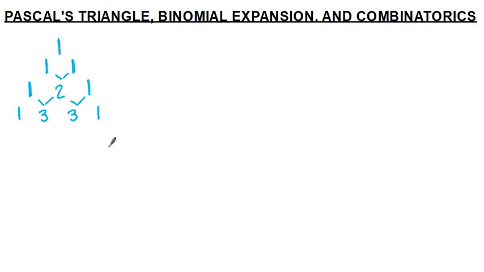So you can see the triangle is growing by one number each row. The outsides are still always going to be 1s. And now we'll add these again. 1 plus 3 is 4. 3 plus 3 is 6. 3 plus 1 is 4. So you can kind of see what the pattern is.